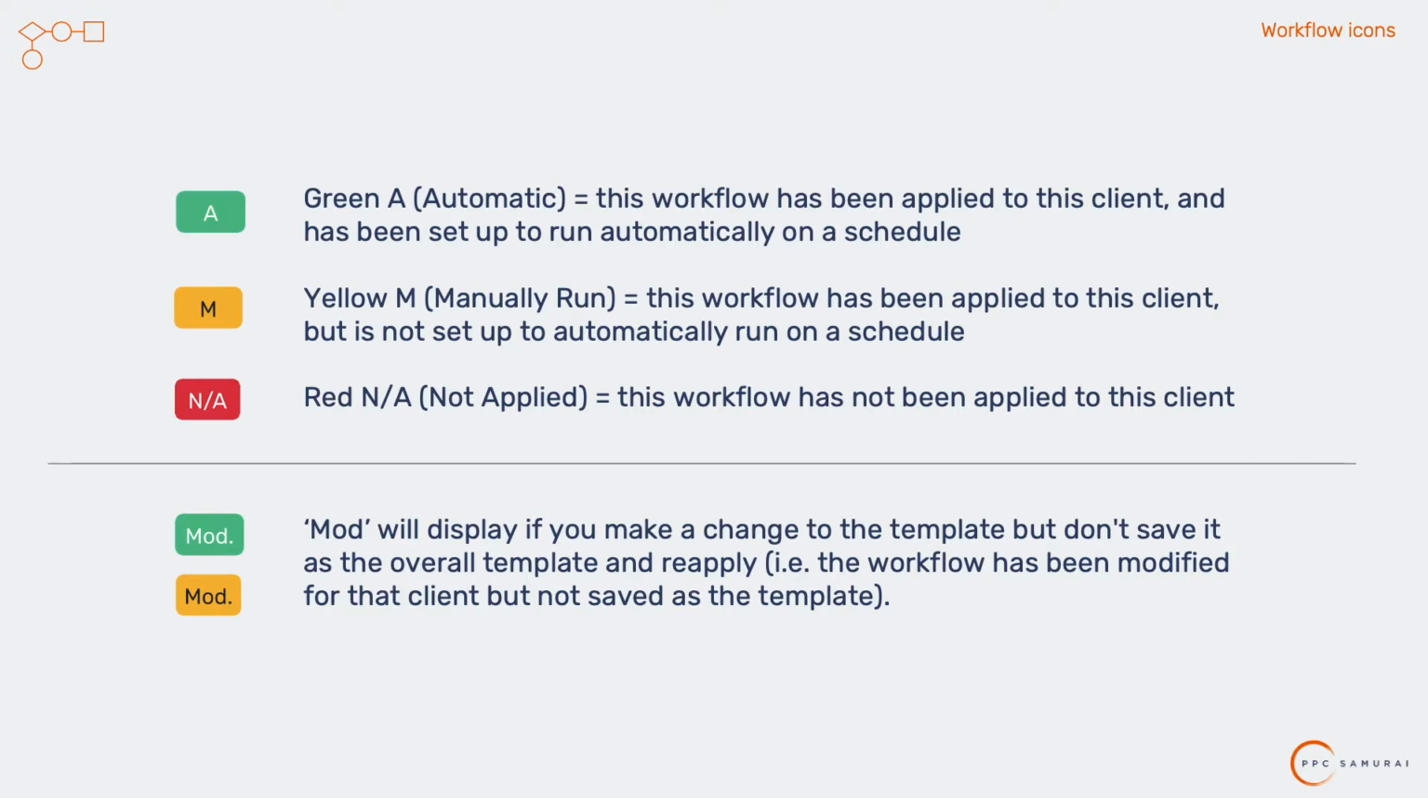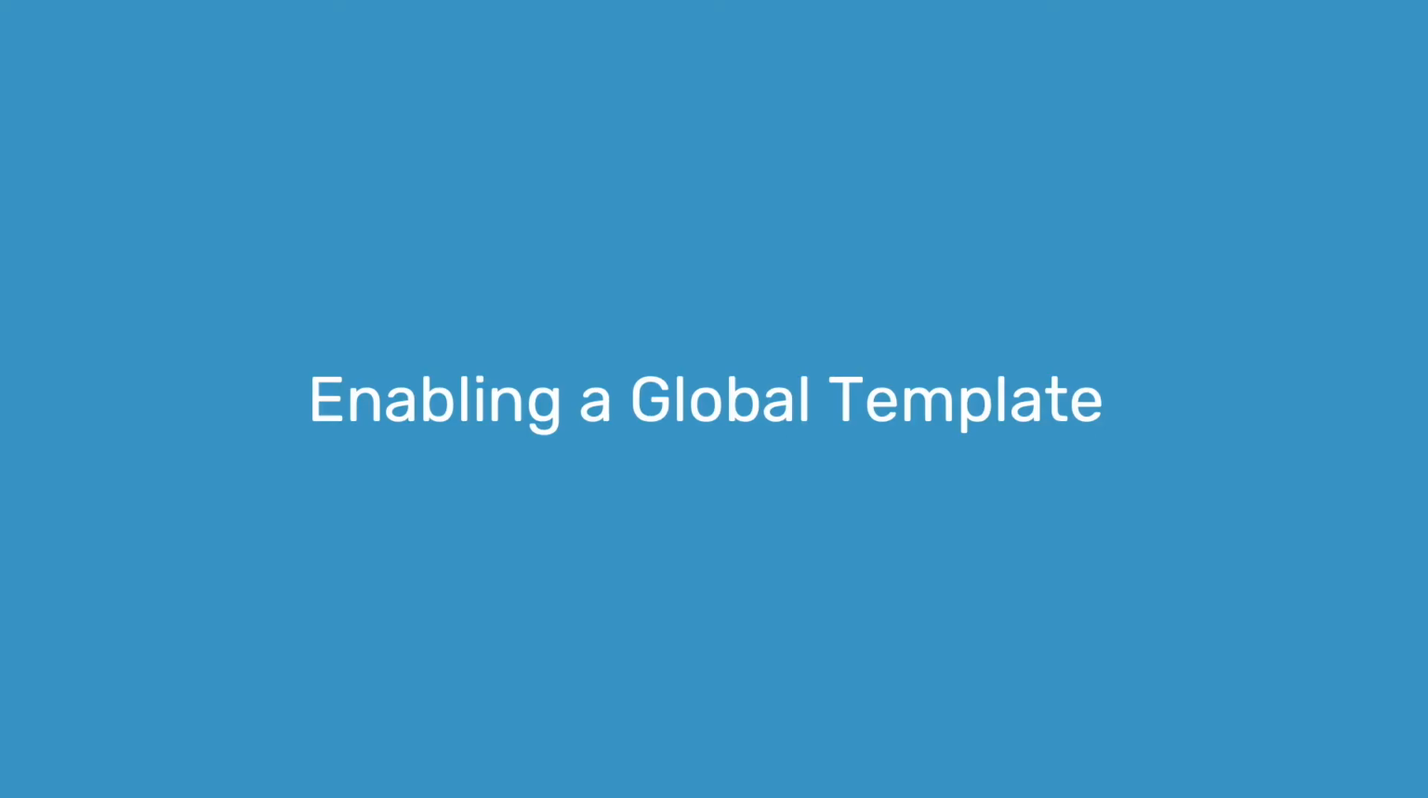The green A icon means this workflow has been applied to this client and has been set up to run automatically on a schedule. The yellow M means this workflow has been applied to this client but is not set up to run automatically on a schedule. The red NA means this workflow has not been applied to this client. Additionally, if any workflow has been modified but not saved, then the mod copy will appear over the icon to show this. We'll start by enabling a global template, as all of the BMM exact workflows are pre-built and are available within the global template library.